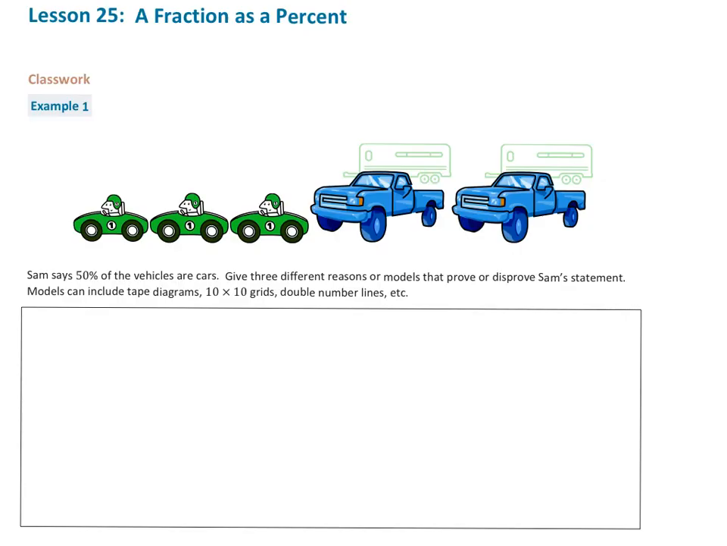So let's just try a couple quick examples. Here Sam says 50% of the vehicles are cars. So as you can see, just by observing, we have 1, 2, 3, 4, 5 vehicles. And so it might be helpful to write down that we have 5 vehicles. Forgive the handwriting.